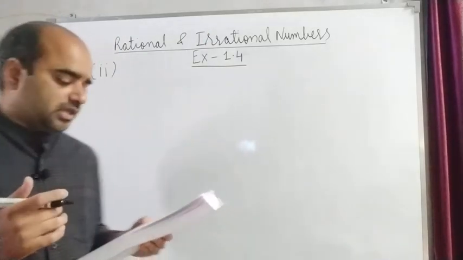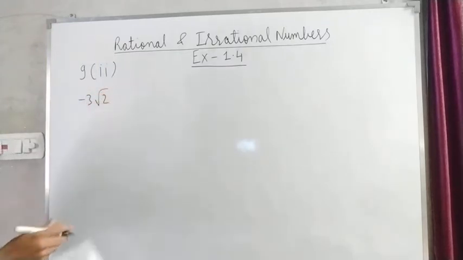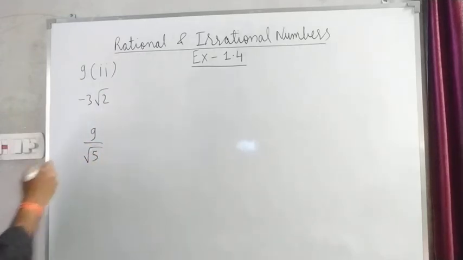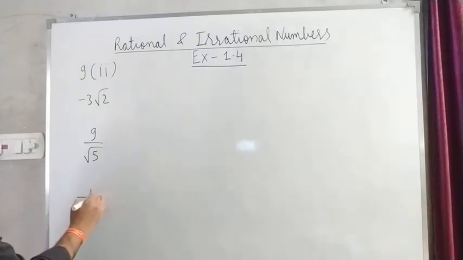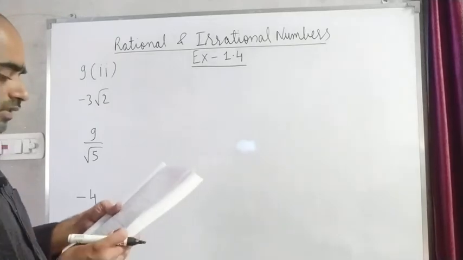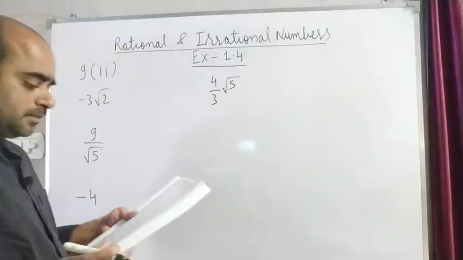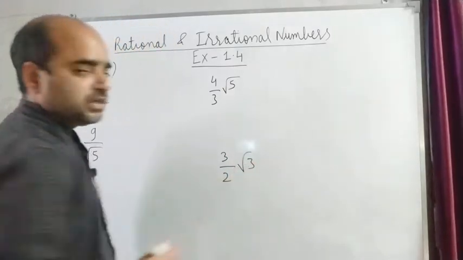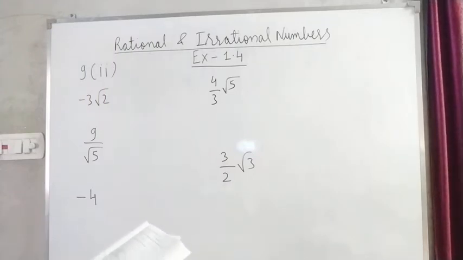First of all, take all the numbers. The first number is minus 3 root 2. Next number is 9 upon root 5. Next one is minus 4. Next one is 4 upon 3 root 5. Then 3 upon 2 root 3. Clear? So these are all the numbers: minus 3 root 2, 9 upon root 5, minus 4, 4 upon 3 root 5, 3 upon 2 root 3.